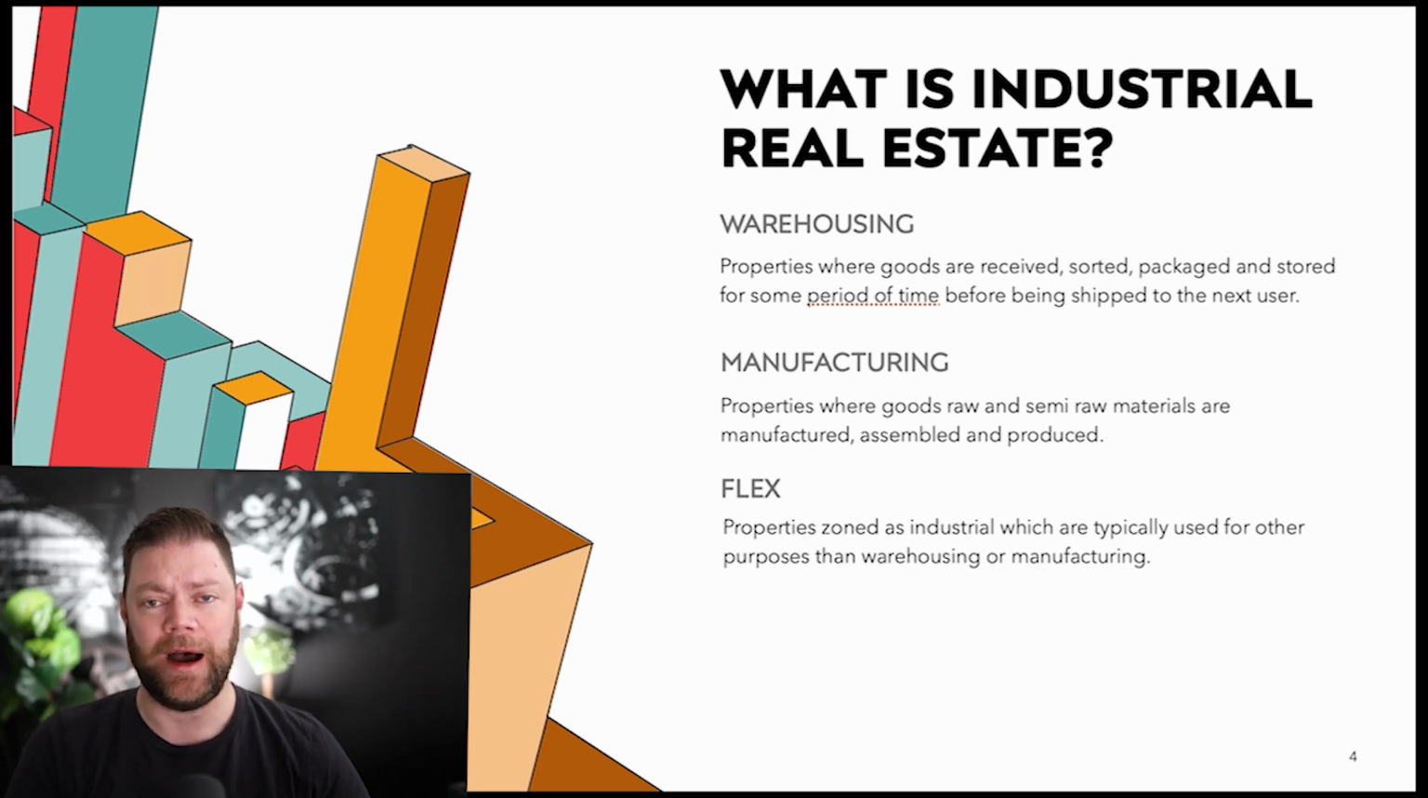And the third one in that category is flex industrial. Generally, these are all the properties that are zoned industrial but aren't used for traditional manufacturing and warehousing. One property that I own myself is a flex industrial property. It's zoned industrial. It's in an industrial park, but we have a number of different tenants in there. There's one tenant that's straight office use. There's another cabinet store. We have a hot tub store in there, which has their retail and some showroom space and then a little bit of storage. So it's an industrial building. It's just not used for manufacturing or warehousing.